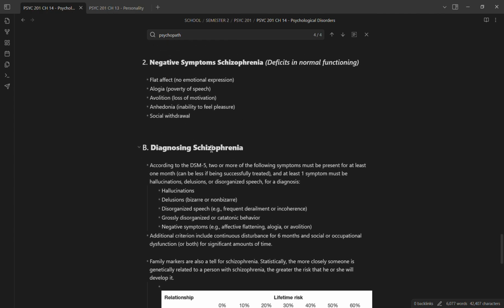Now, how do we diagnose schizophrenia? According to the DSM-5, 2 or more of the following symptoms must be present for at least 1 month. Again, the length of these symptoms can be less if schizophrenia is treated successfully. But again, 2 or more of the following symptoms present for at least a month, and at least 1 symptom must be hallucination, delusion, or disorganized speech. So the symptoms are hallucination, delusion, disorganized speech, grossly disorganized or catatonic behavior, and negative symptoms such as affective flattening, alogia, avolition, whatever it is. You must have 2 or more of these symptoms, with 1 being hallucination, delusions, or disorganized speech. Additional criteria include continuous disturbance for 6 months and social or occupational dysfunction for long amounts of time.